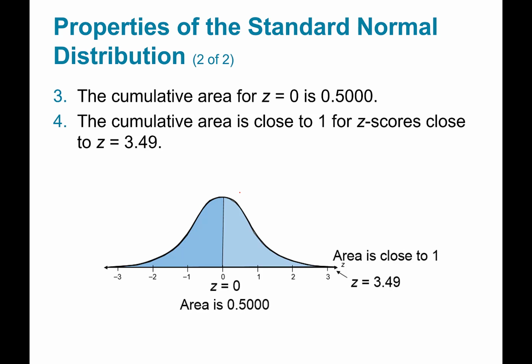And then as you get close to 3.49, just like with negative 3.49, there's very little data beyond that point. So you can assume that the area is pretty much 1. It's going to be like 0.99999 something, so it's close enough to round to 1. You basically have all of your data accounted for by the time you get to 3.49.